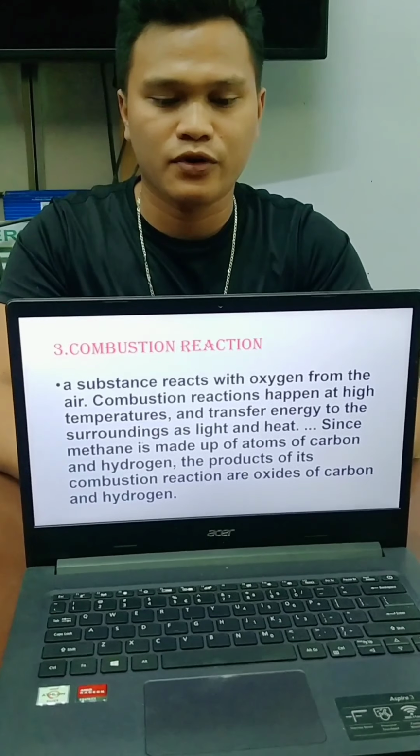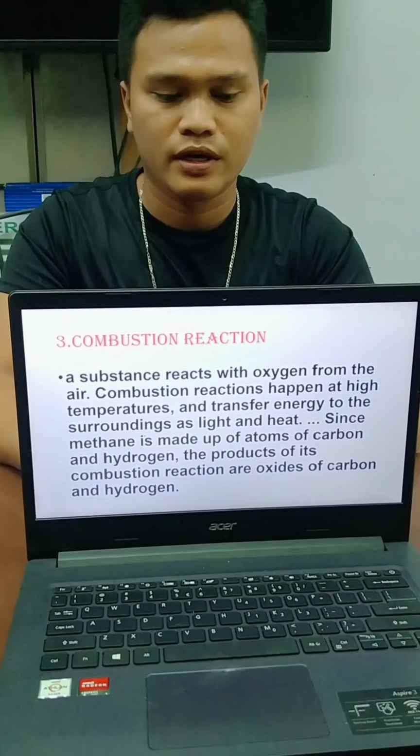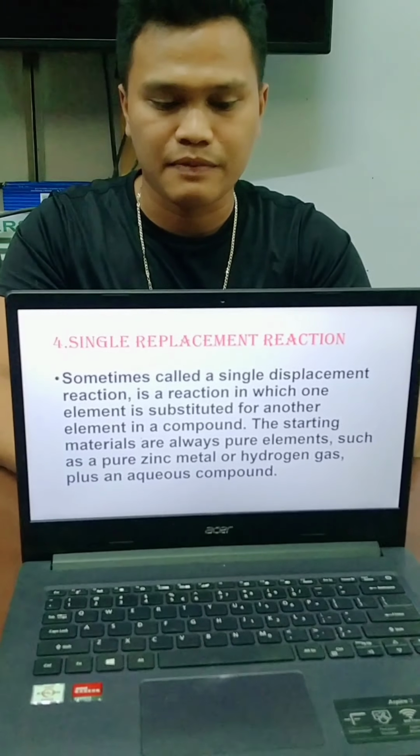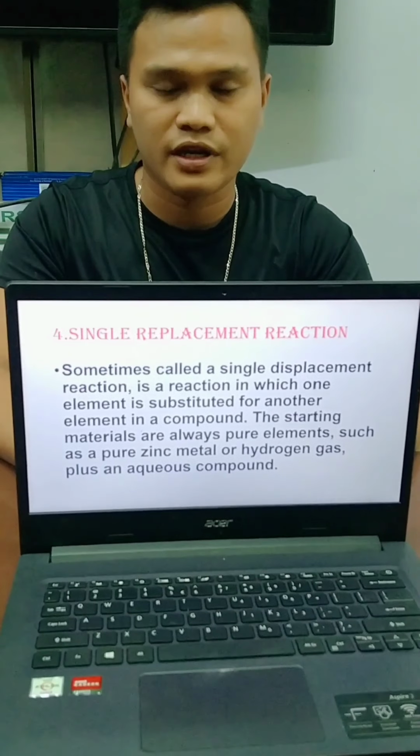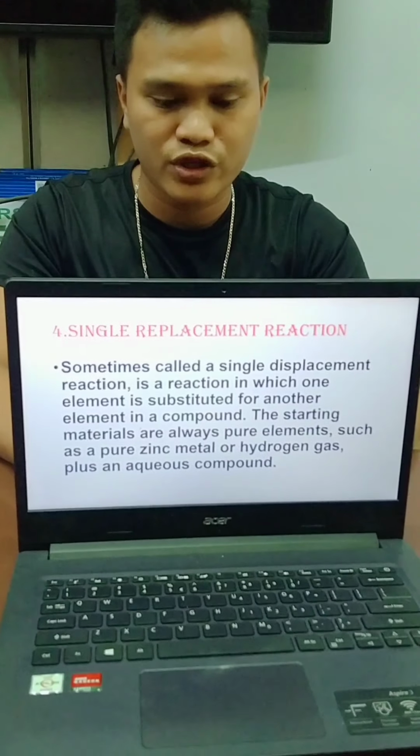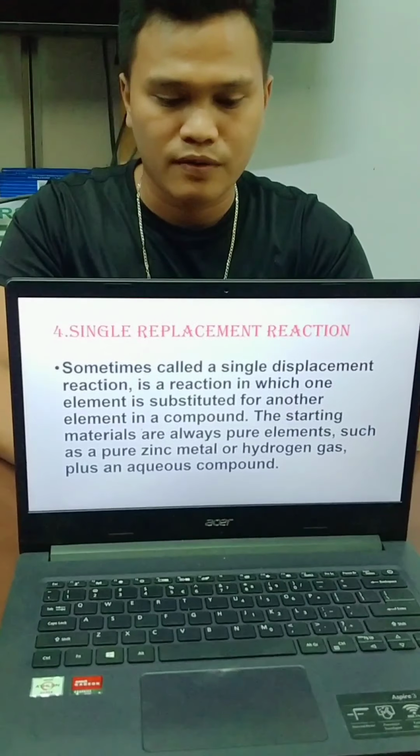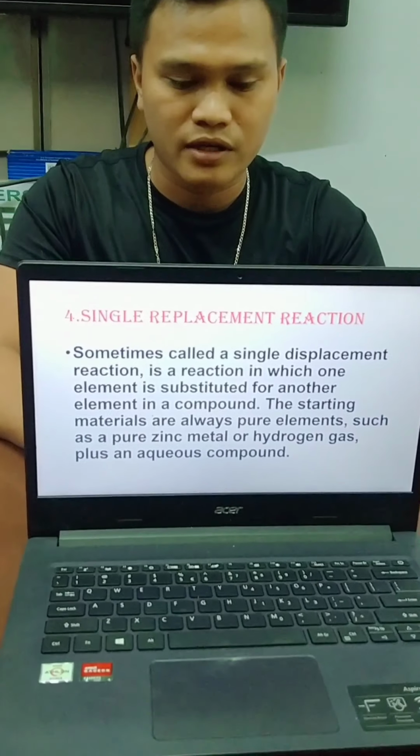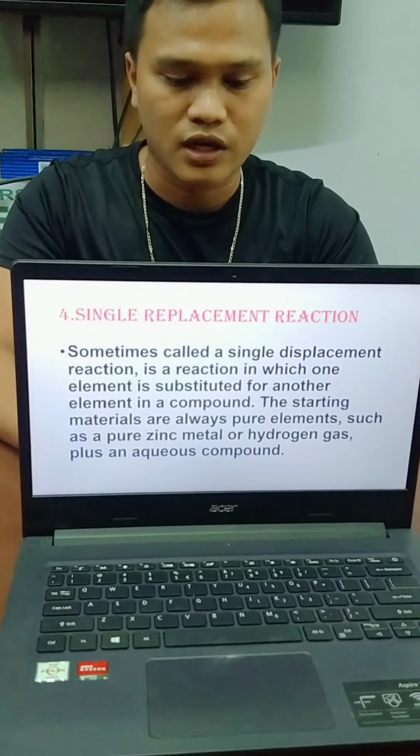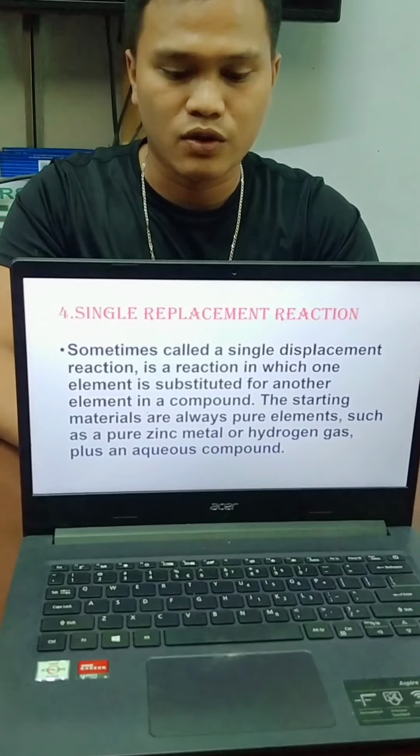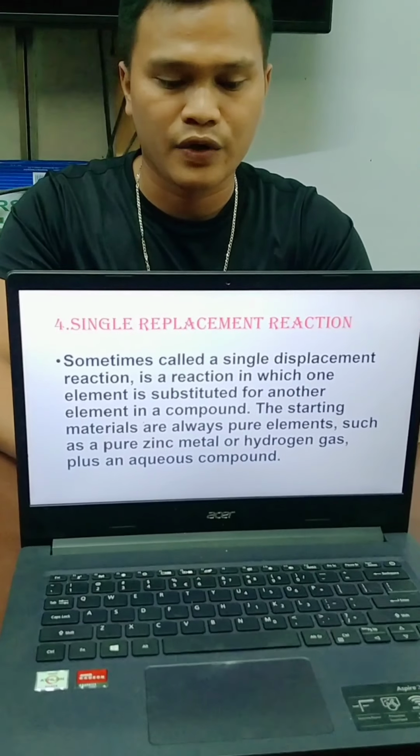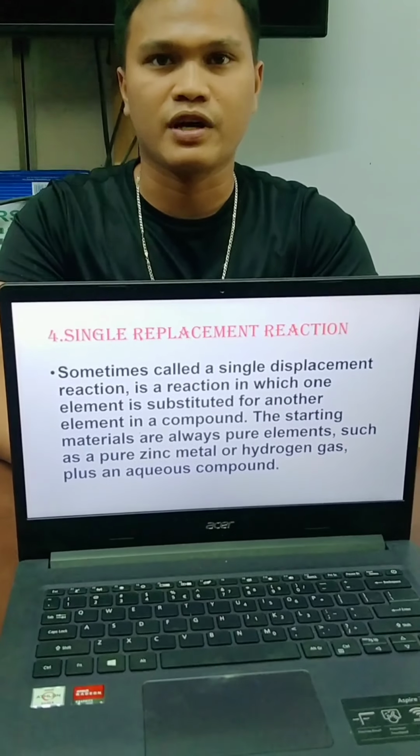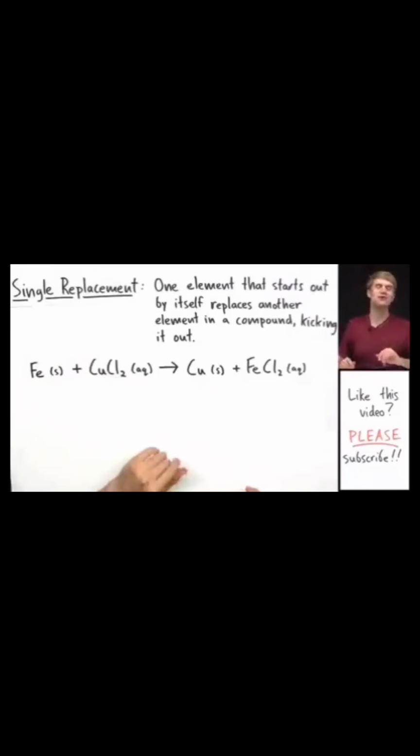Here's the 4 types of chemical reaction. Single replacement reaction. A single replacement reaction, sometimes called single displacement reaction, is a reaction in which one element is substituted for another element in a compound. The starting materials are always pure elements such as pure zinc, metals, or hydrogen gas, plus an aqueous compound. Here's an example of single replacement reaction. And in a minute, you'll see why.